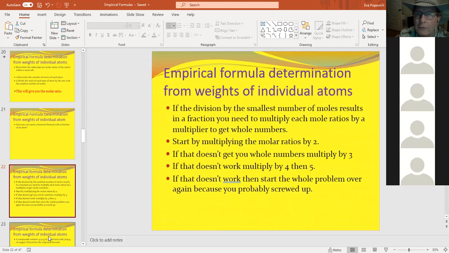So again, the steps are: 1, determine weights, which is going to be the hardest thing you have to figure out. 2, divide the weight of each element by its atomic weight to get moles. 3, divide by the smallest amount of moles. And 4, if one of the results turns out to be a fraction, multiply it by an integer to get rid of it.